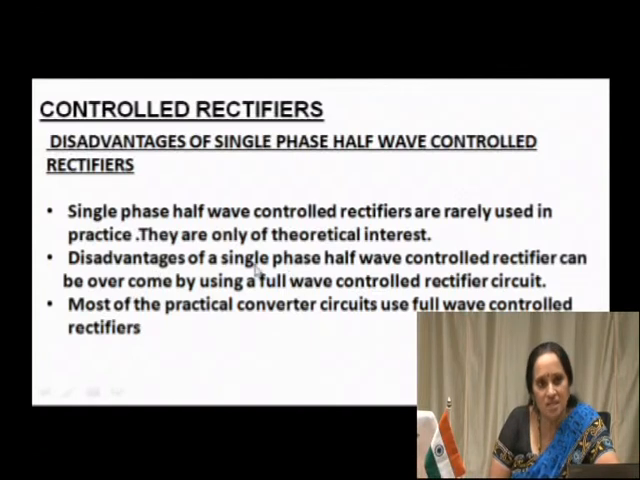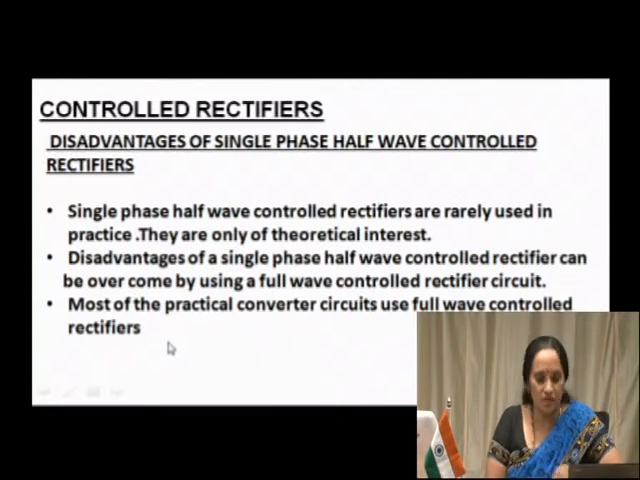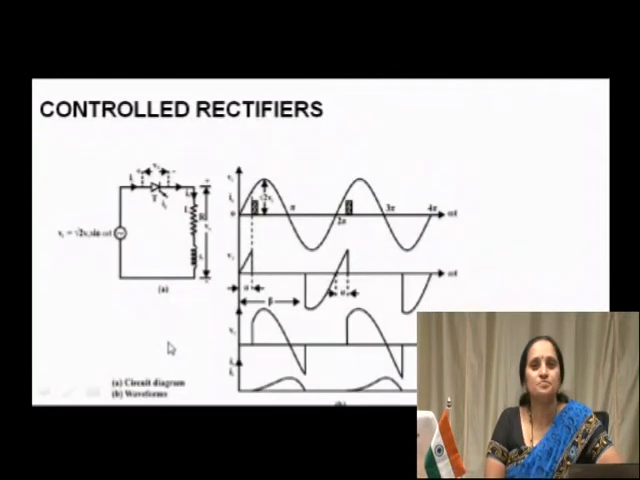These disadvantages can be overcome by making use of full wave controlled rectifiers, which will be taught in the next session, not in this session. Most practical converter circuits use full wave controlled rectifiers.